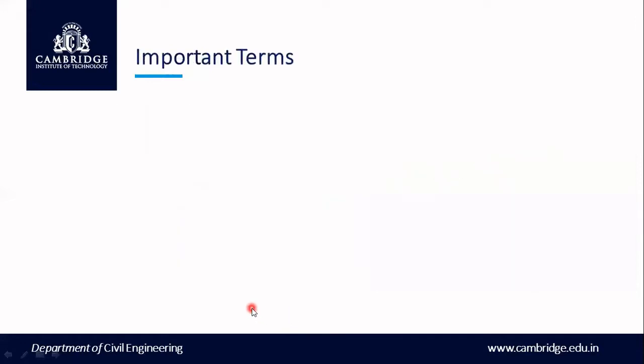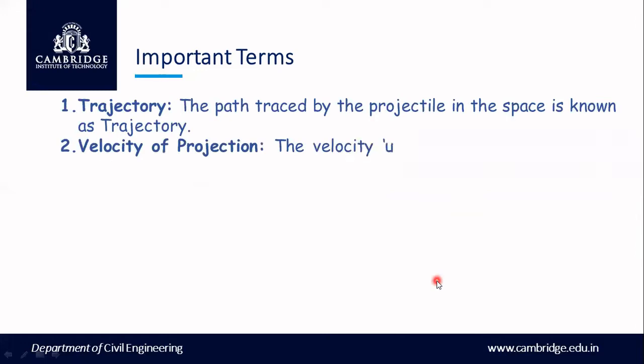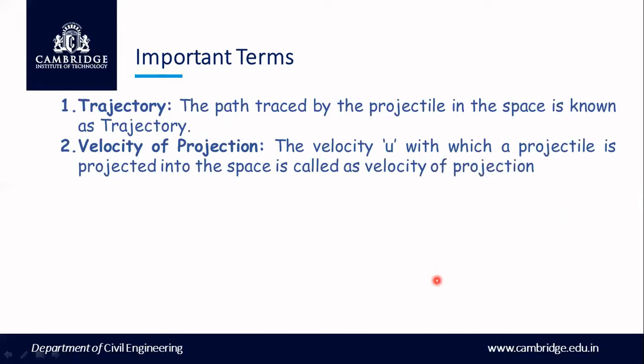Let's see some important terms in projectiles. Trajectory: the path traced by the projectile in space is known as trajectory. You see the path traveled by the projectile from the beginning point to the end. Velocity of projection: the velocity u with which a projectile is projected into space is called the velocity of projection. So you saw the term u, with which the particle is thrown.